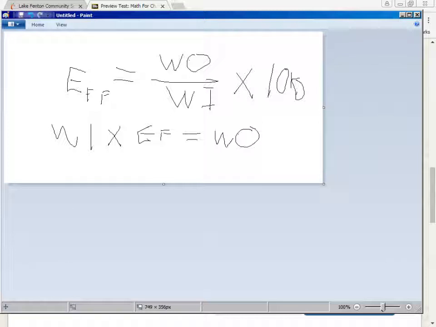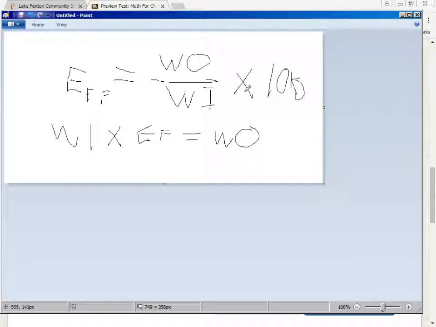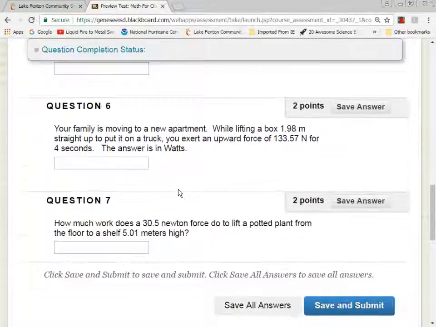So here you just 37.4 times 92, right? Divided by 100. On this one, it's going to have to be divided by 100. And so that's just that.